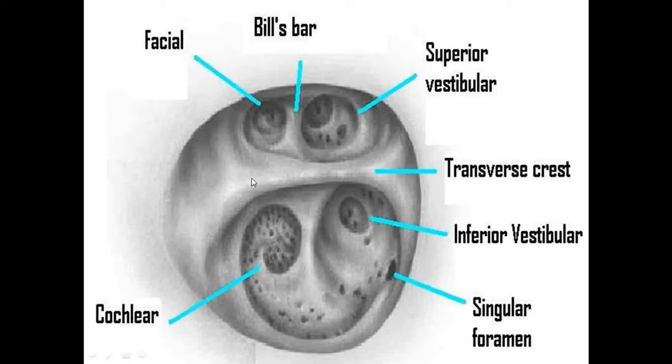So the transverse crest will be there. This is the crista falciformis, and then the vertical crest is called Bill's bar. You should remember this diagram. I hope you can take a screenshot of this. So this is the inferior vestibular, and this is the singular foramen, especially, sing is king, and then this is the posterior semicircular canal. So I told you, for BPPV you can go for excision of the singular nerve, excision of the posterior vestibular nerve. That is the singular foramen separately going there.